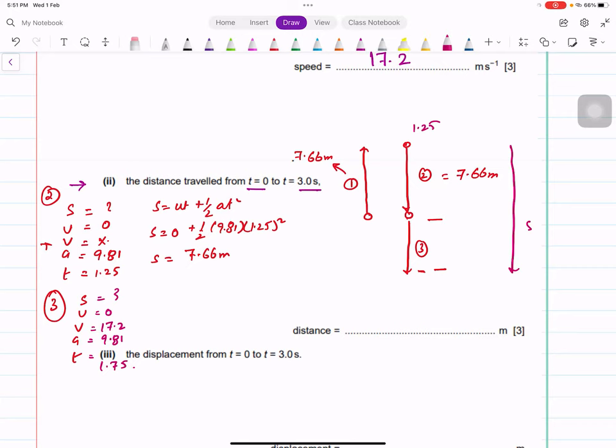Sir, we can use 2as equals v squared minus u squared. Yeah, exactly, you can do that, or you can use ut as well. Can you find the total displacement, please? Yes, sir.